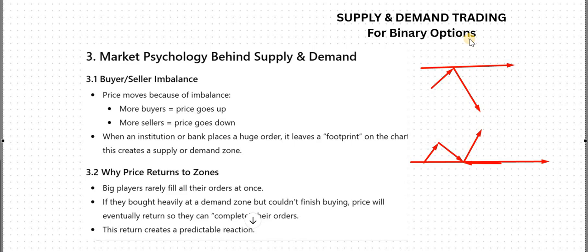So when institutions or banks place a large or huge order, it leaves footprints on the chart, and this is what creates supply or demand.